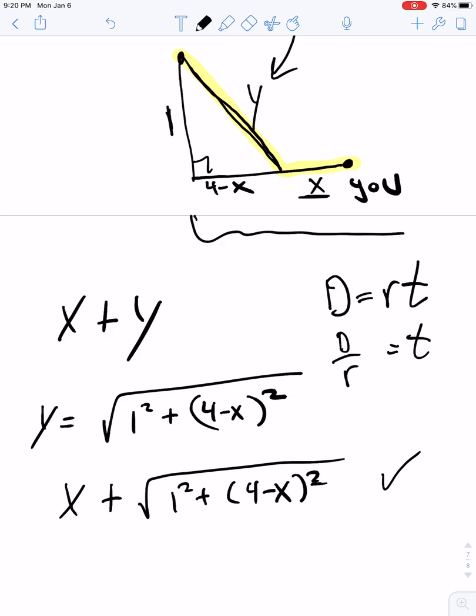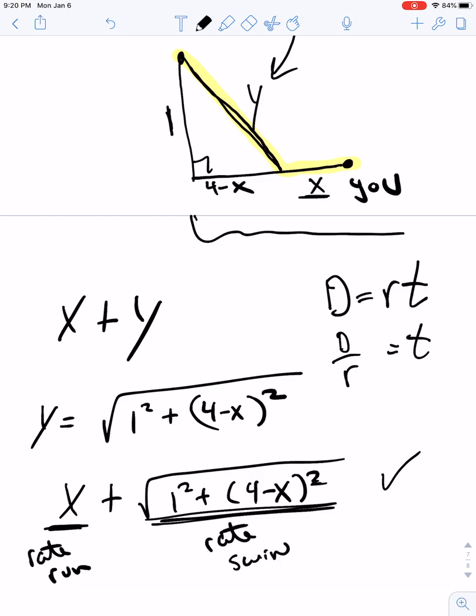Well, we have this distance here where he's running, and this distance here where he's swimming. So the rate at which he runs would go here, and the rate at which he swims would go here. All right, I'm going to leave it to you to take it from there, but that should help with the setup and help you visualize how to approach this problem.